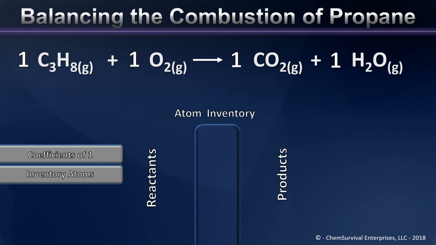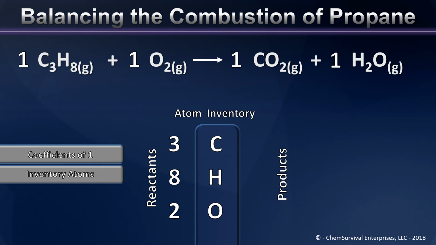Notice that in this case we have 3 different types of atoms we have to consider. We have carbon, hydrogen, and oxygen. On the left side of my chemical equation, I currently have 3 moles of carbon. I also have 8 moles of hydrogen. These are supplied by the propane. If I look for oxygen on the left side of the equation, I find that I have 2 moles.